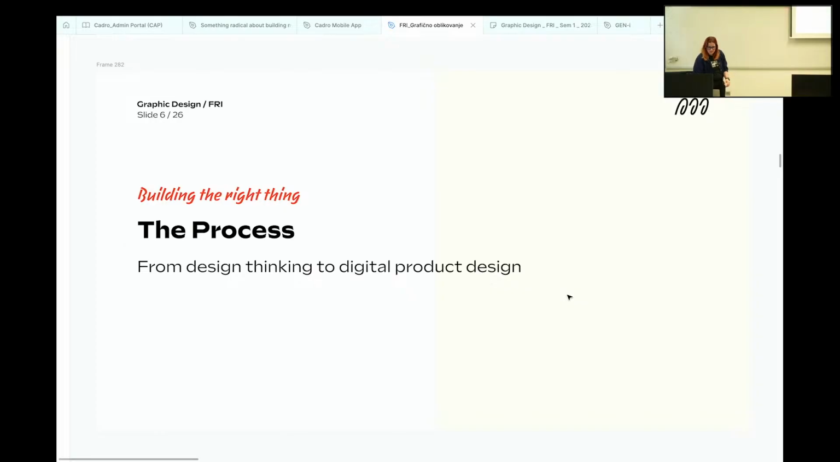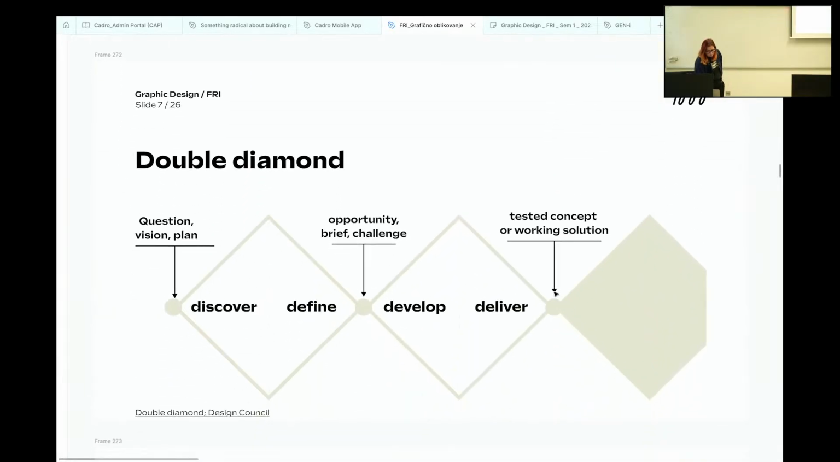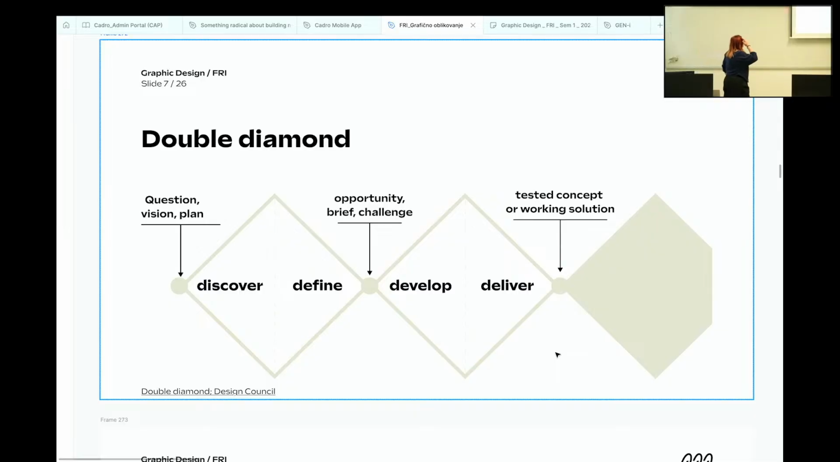So we'll talk about the process a little bit. Unfortunately, what you don't see here, but you will see in the slide, are the diamonds. This is called a double diamond because there are two diamonds, and it's a visual representation of the design process. There are quite a few ways you can do this, but what I like about this one, done by the Design Council in the UK, is that it actually shows you what kind of thinking you need in which phase.